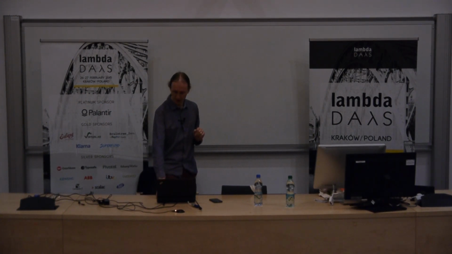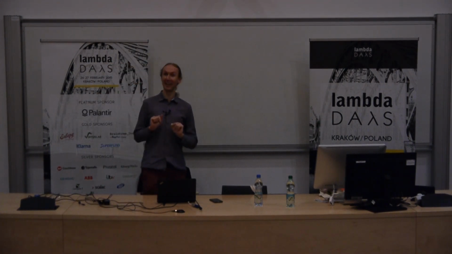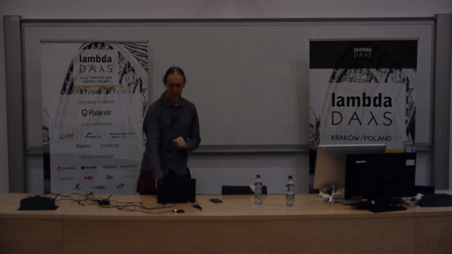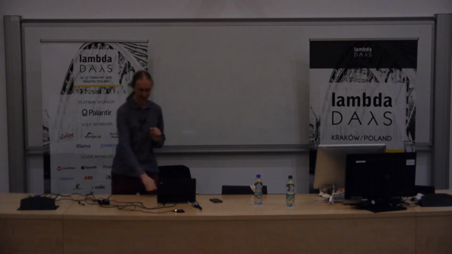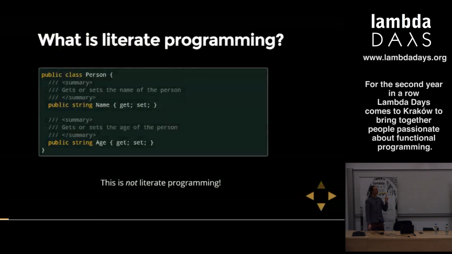Let me start by giving a sort of historical perspective here. I did some Googling just before the talk, obviously. And the idea of literate programming, first of all, this is not literate programming. If you put comments on your properties and the comments say gets or sets the name of the person, and the class is named person and the property is named name, that's not very useful. So if you're commenting your code like this, that's definitely not literate programming. If you're commenting your code in a more useful way, that's still not literate programming.